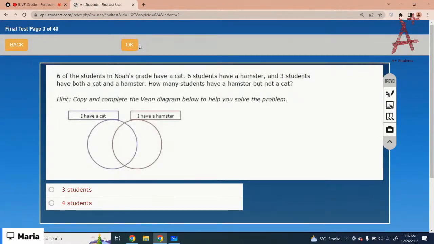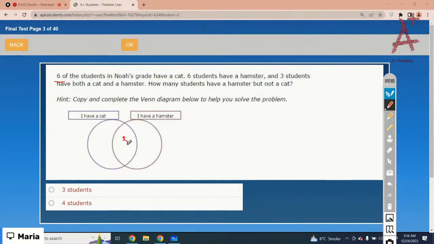Okay. Six of the students in Miss Noble's grade have a cat, six students have a hamster, and three students have both cat and hamster. How many students have a hamster but not a cat? Got it? So you have to answer using a Venn diagram. So six of them have a cat, six of them have a hamster, and three of the students have both cat and hamster.